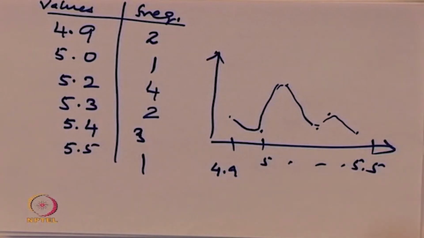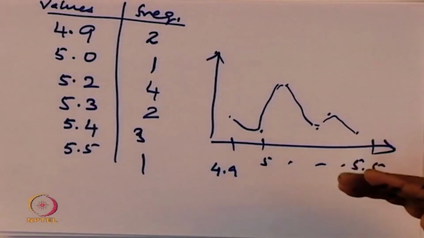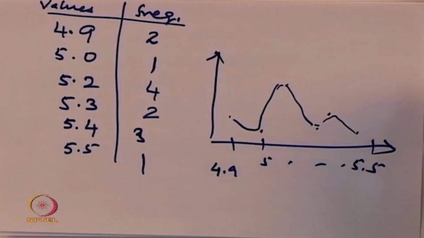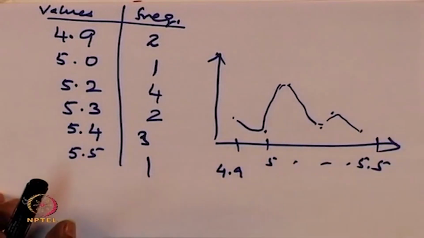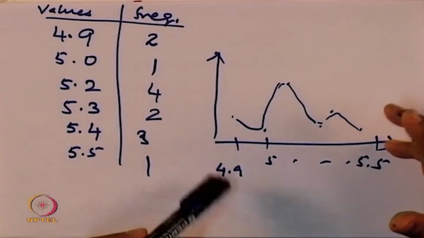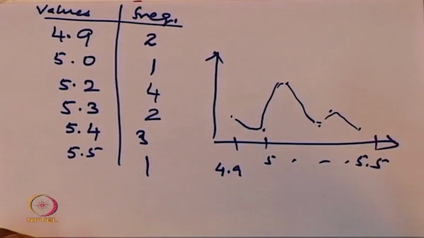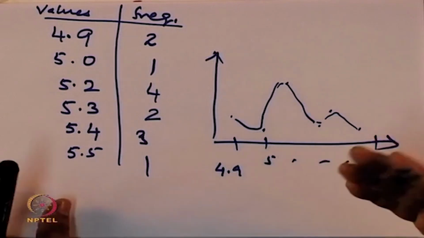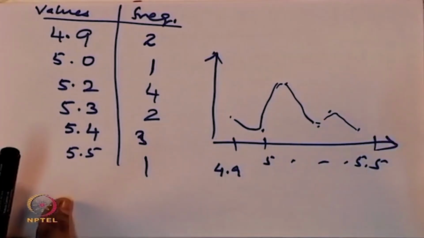Now, whether or not it is unusual, these are too few numbers, so it is difficult to comment on it. But let us say I ask you the following question: these are your values for the last several days and today's score is 5.7, is it unusual? You can clearly see from your existing histogram that there is no 5.7 value. So, one would argue that 5.7 is a little bit unnatural, maybe you are suffering from some disease or infection. So, it warrants a doctor's examination. Okay.